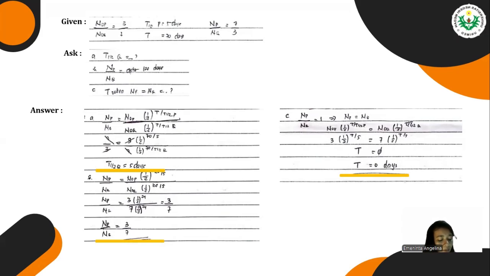NOP times 1 over 2 to the power of T over half-life P is equal to NOQ times 1 over 2 to the power of T over half-life Q. We substitute the variables and we get T is 0, which makes T equal to 0 days.